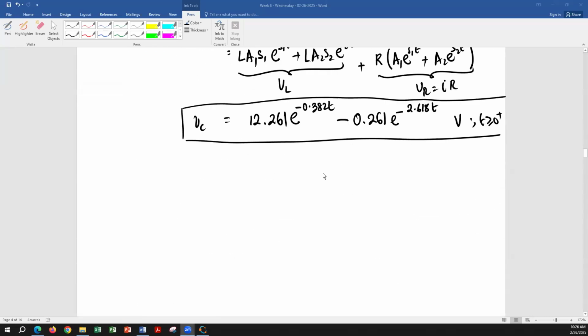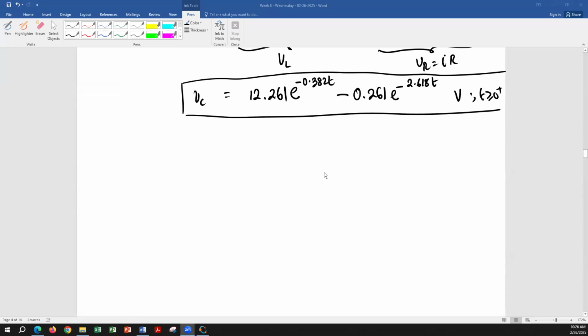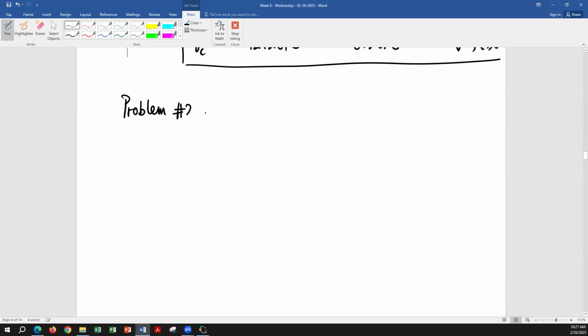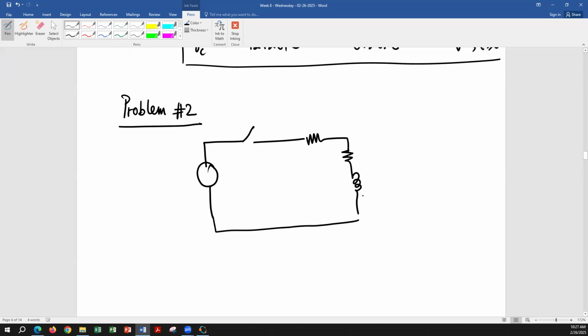Okay, let's do the second problem. It's still a natural circuit, and then we're going to do the complete response after this problem.